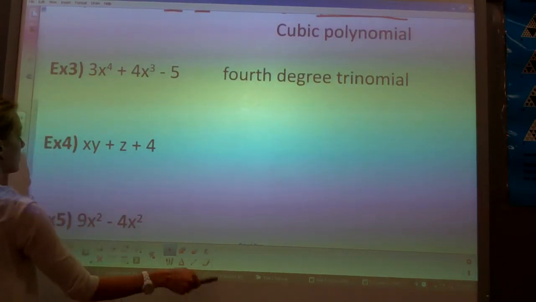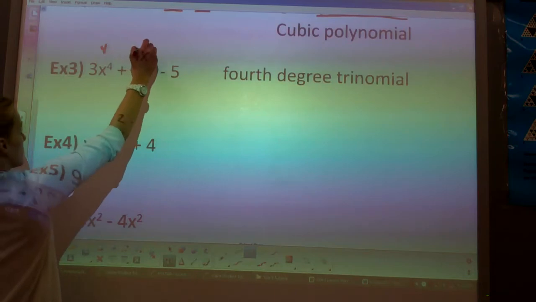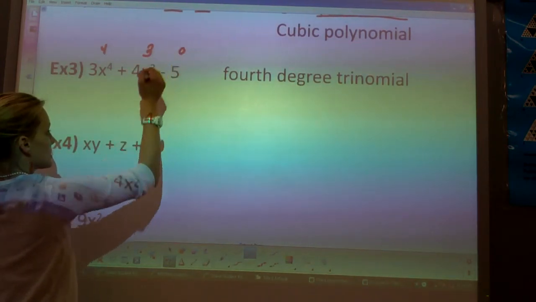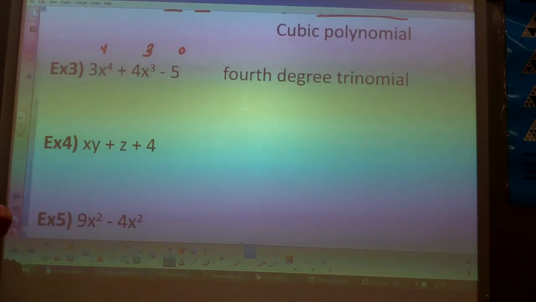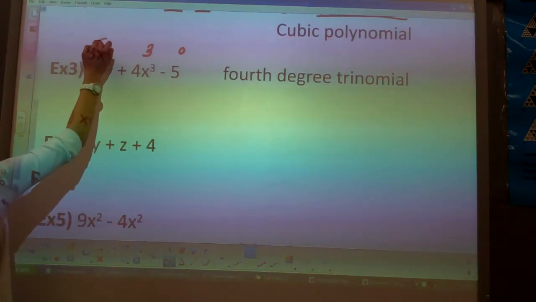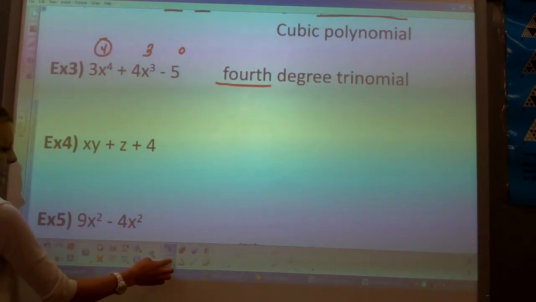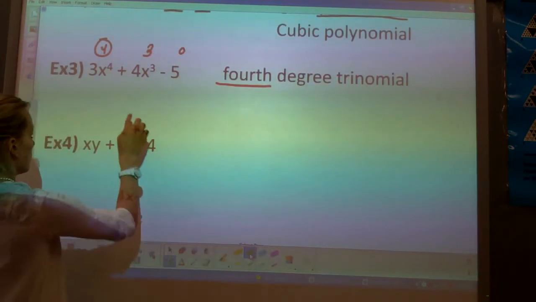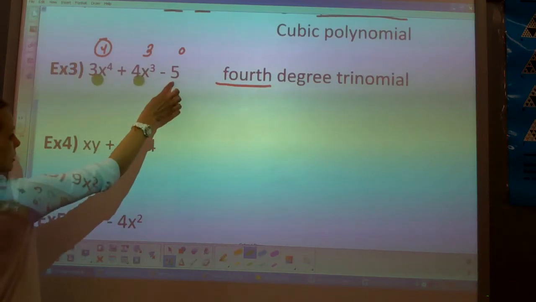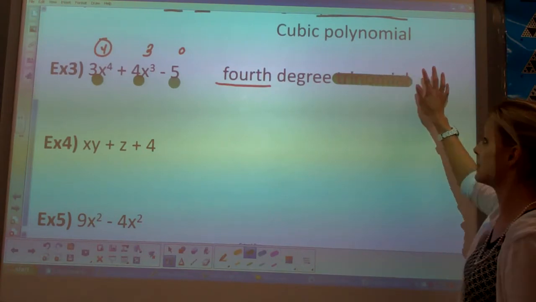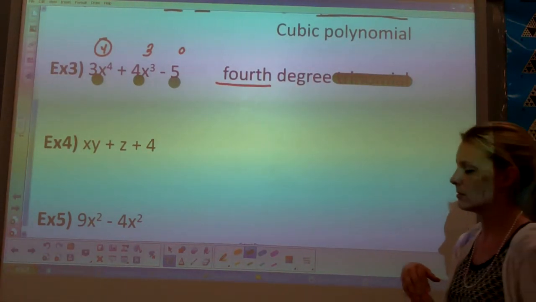Example 3, this degree is 4, this degree is 3, and this degree, if there's no variable, it's just 0. So we pick the highest, which is 4. So it's a 4th degree. And how many terms do we have? We have 1, 2, 3 terms. So remember, trinomial means 3 terms, like tricycle. It means 3.